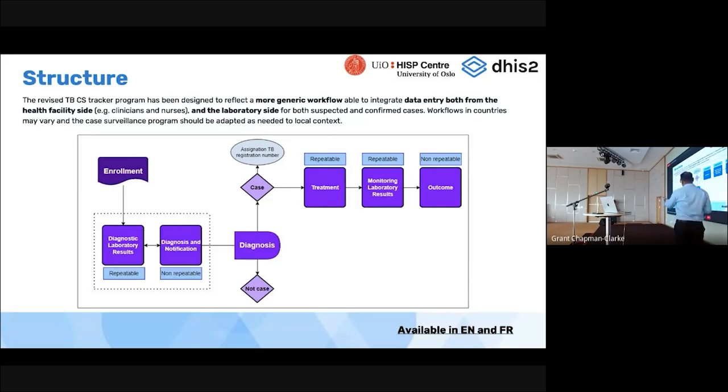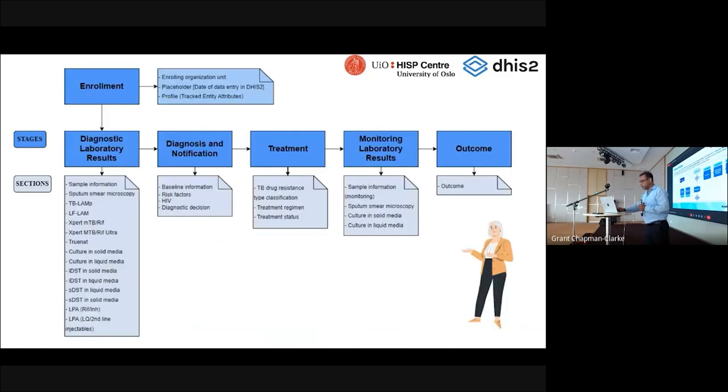So this is just a few of the basic structures in DHIS2. You have enrollment, and then you have the different stages you can go through. The treatment is repeatable, the monitoring, the laboratory, and then the outcome. Before, after the treatment we had the outcome. We didn't have the laboratory results, so now laboratory is there. Before, the laboratory result was under the treatment as a section. Now it's a separate stage so that the laboratory people can access it and enter those details. So then we don't have to worry about the other things.